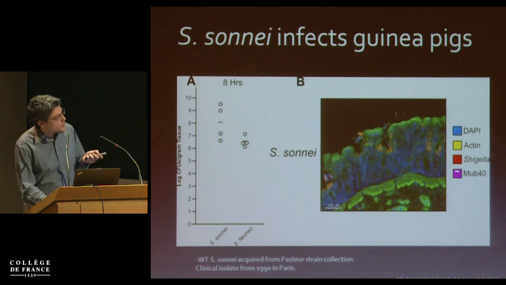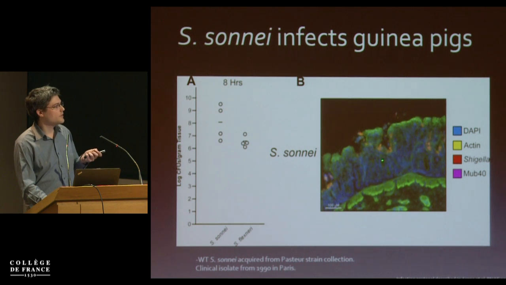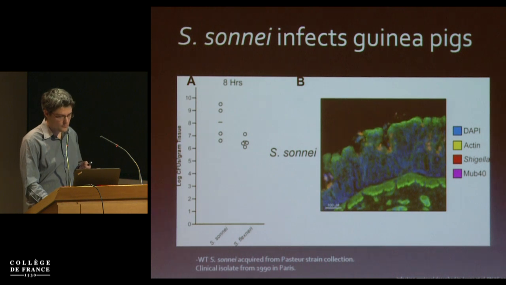In this purple color, which is a stain for neutrophils, you can really tell that there are massive amounts of neutrophils just streaming into the tissue, and all of the damage that goes along with that.